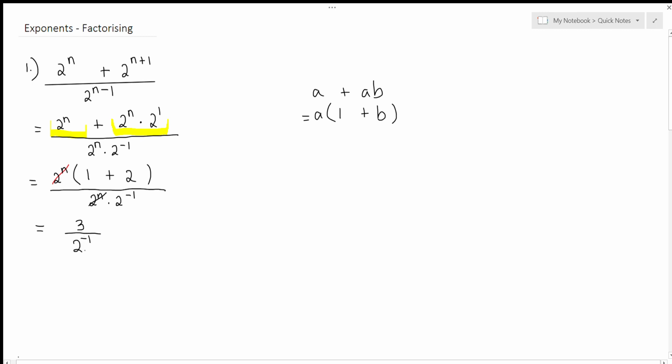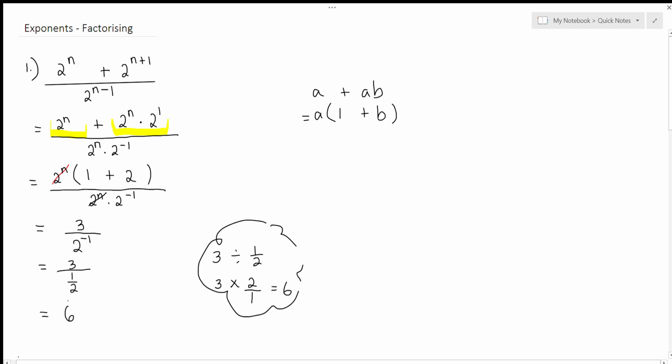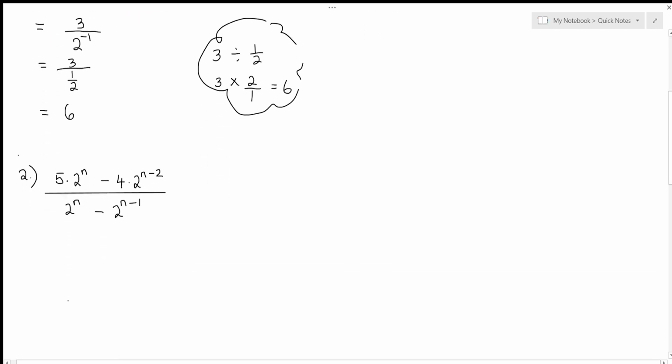Now, if I have to write this differently, it would be 3 divided by 1 over 2. Now, if you said 3 divided by 1 over 2, when I divide, I basically tip it and multiply. So it's going to be 3 times 2 over 1, and that would give me 6. So therefore, 3 divided by half is equal to 6. Okay, right, let's go and look at another example.